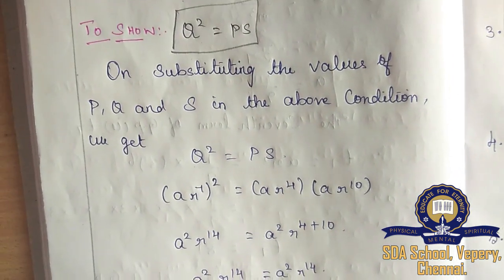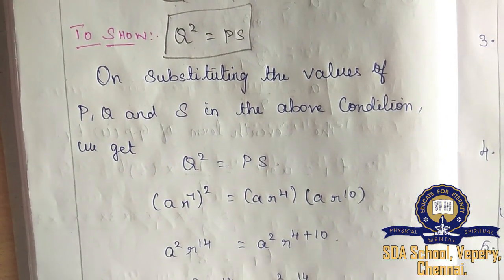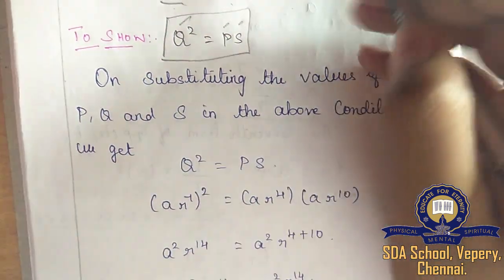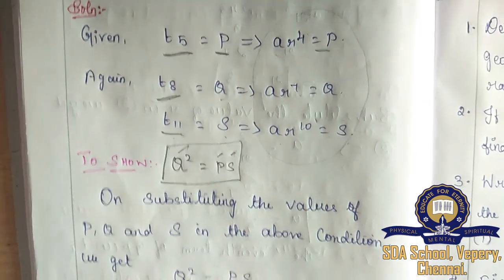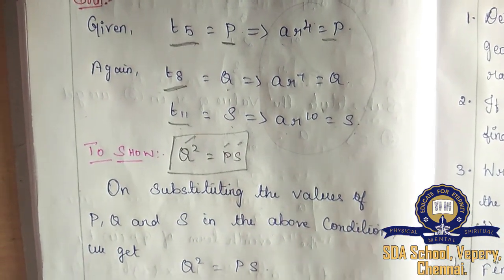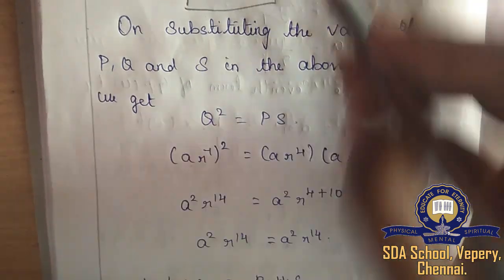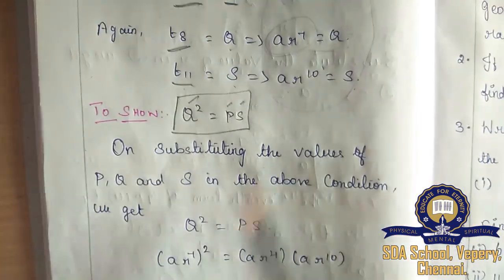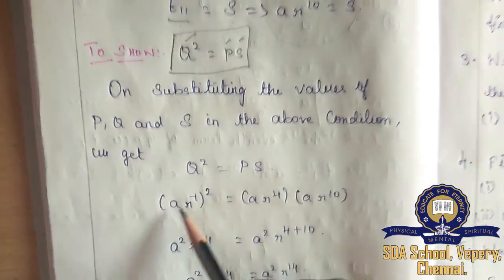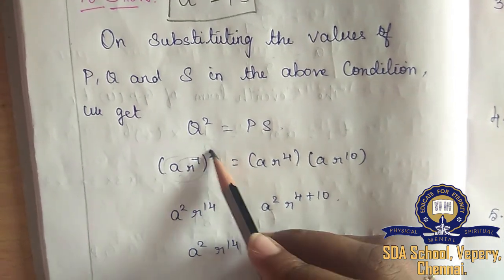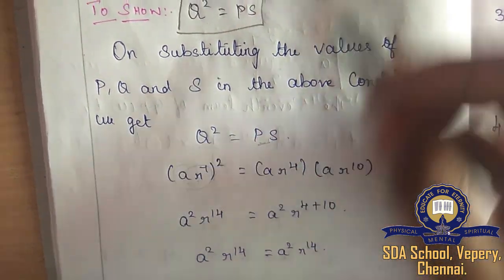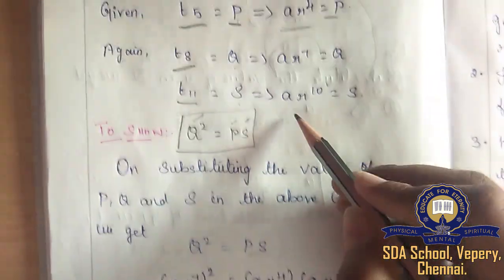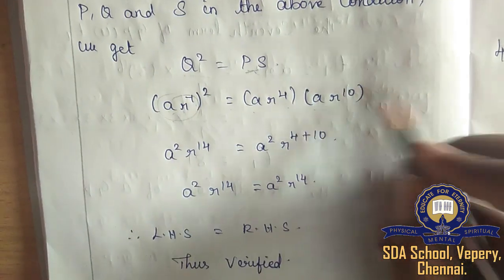Simple. Just I am going to substitute all the values which I have taken now. So here I know what the P value, S value and Q value are, right? Here we have taken what P, Q and S are. So simply I am going to substitute. Now what will happen? Q is A r power 7, right? So in place of Q I am going to substitute A r power 7. So now Q square is A r power 7 the whole square, and the P value is A r power 4 into the S value, A r power 10.